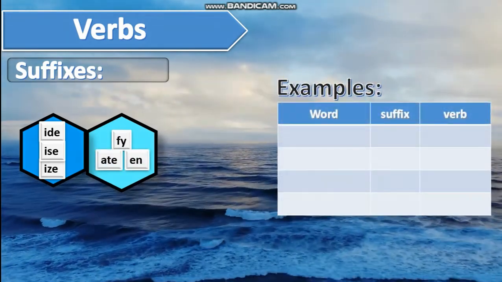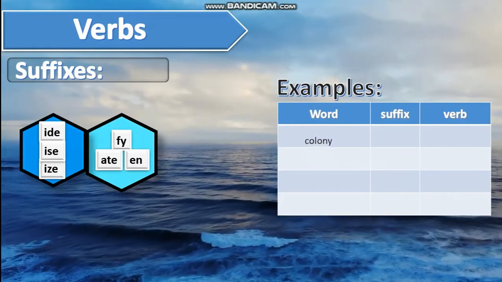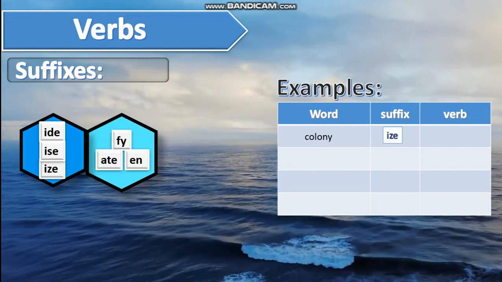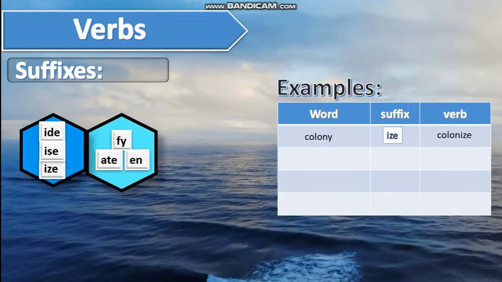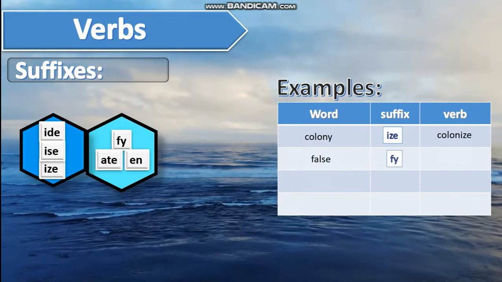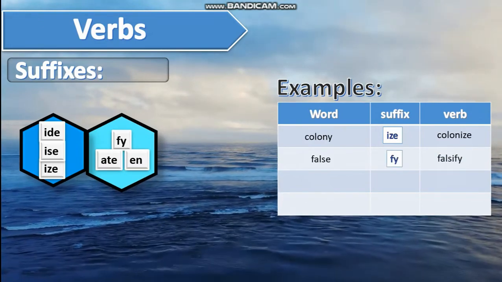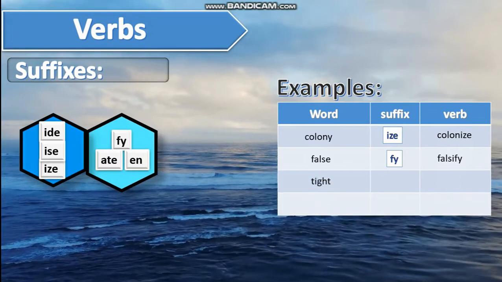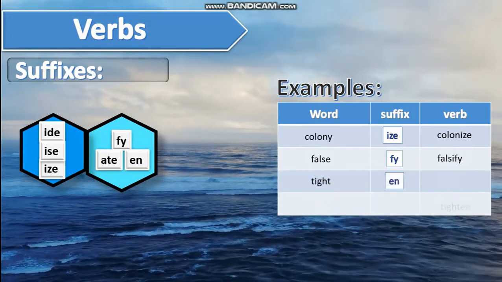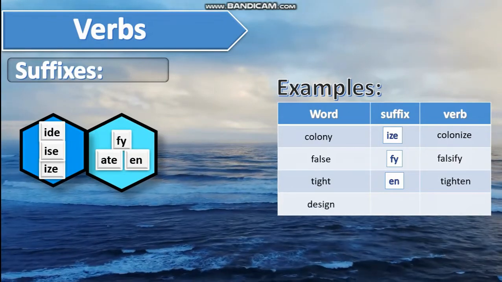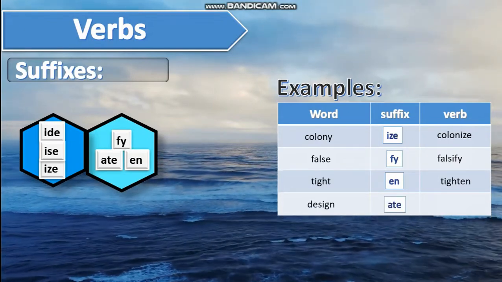Examples. Colony, by adding the suffix ize, it becomes a verb, colonize. False, by adding the suffix fy, it becomes a verb, falsify. Tight, by adding the suffix en, it becomes a verb, tighten. Design, by adding the suffix ate, it becomes a verb, designate.